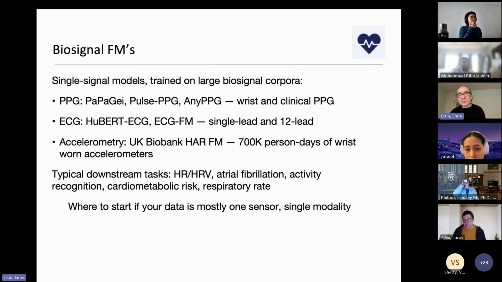And finally, we have accelerometry models that are UK Biobank based, which looked at 700,000 people's data from wrist-worn accelerometers of various kinds. Typical downstream tasks you could solve with these: you can look at heart rate variability from PPG and ECG. From ECG, you could look at cardiometabolic risk, atrial fibrillation, etc. And from the IMU, you can get precise activity recognition, and perhaps respiratory rate as well. So this is where we start if our application is a single sensor, single modality.